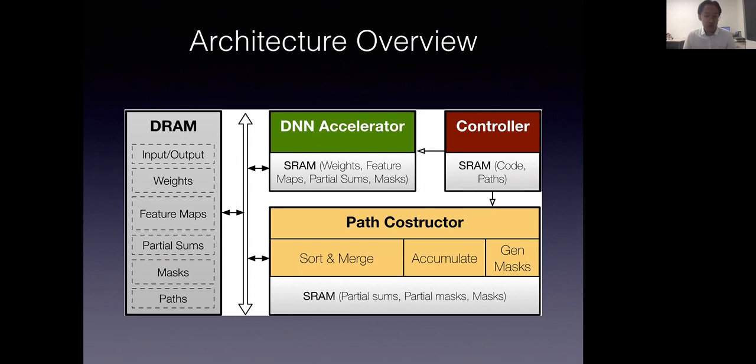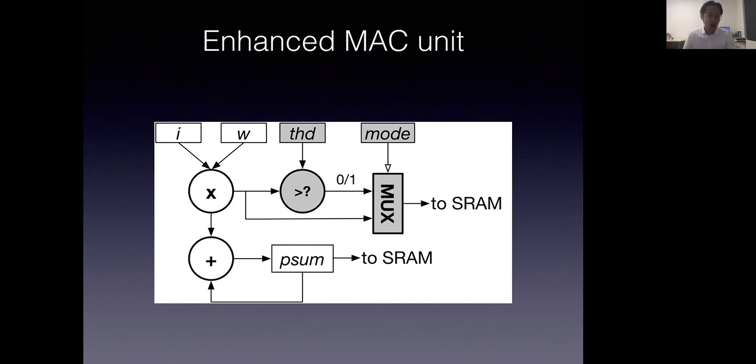Our architecture builds on top of a conventional DNN accelerator. It consists of an augmented DNN accelerator, a path constructor, and a controller that dispatches instructions, runs the machine, and handles the final detection decision. While more hardware details can be found in the paper, I want to explain how we enhance the MAC unit of the baseline DNN accelerator.